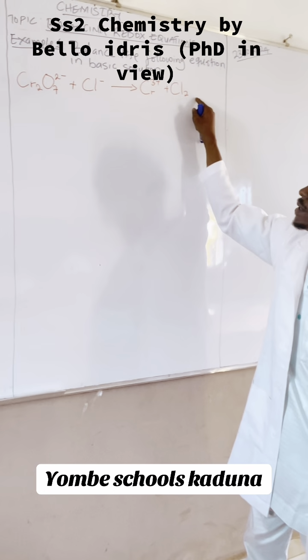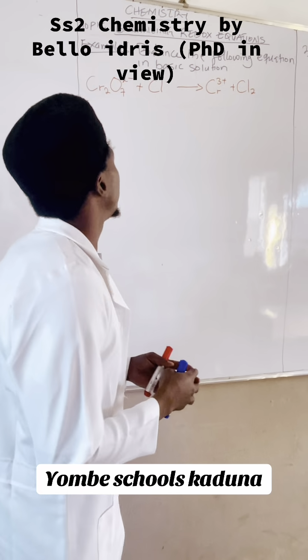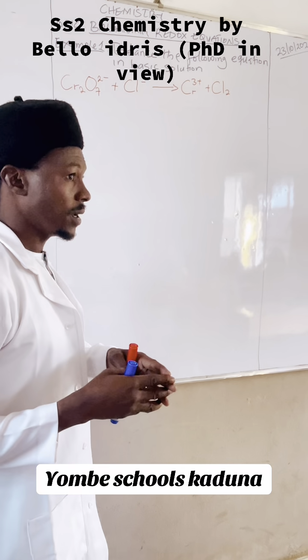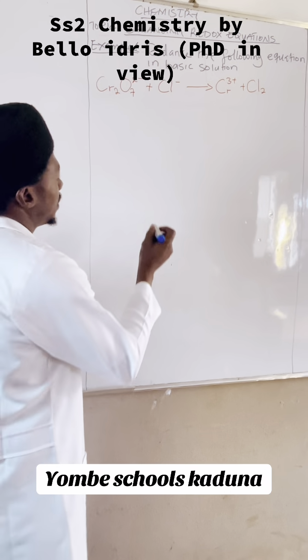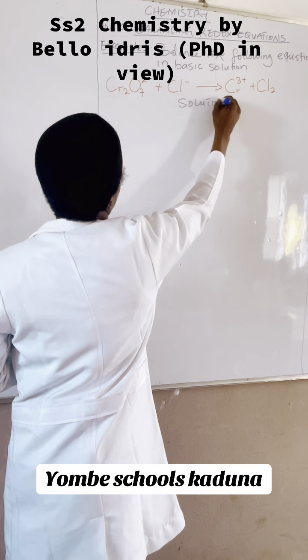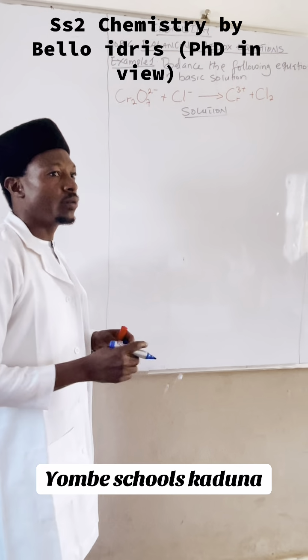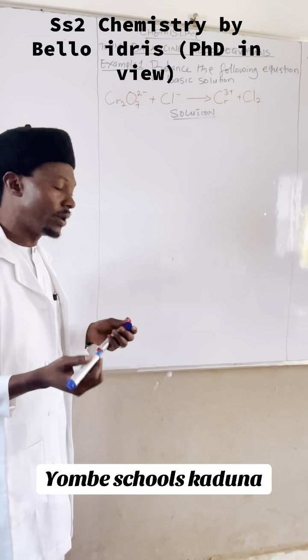Are we together? Now we shall balance this equation following the rules. First of all, we write the solution. After writing the solution, we now go to rule number 1. What is rule number 1?